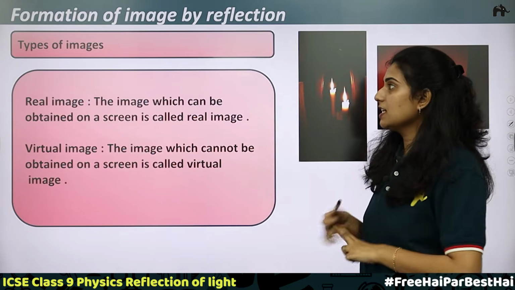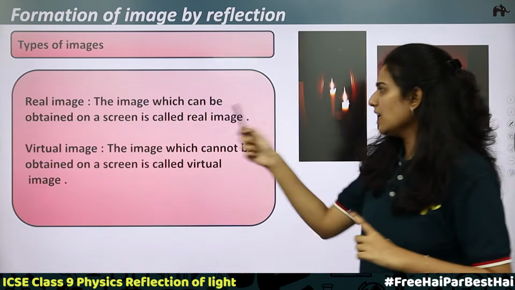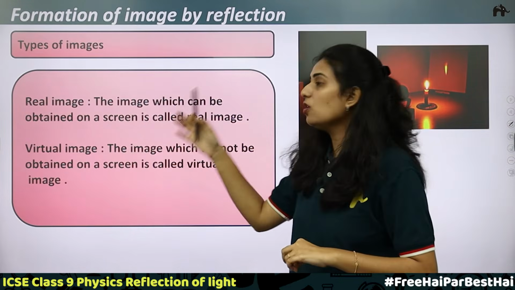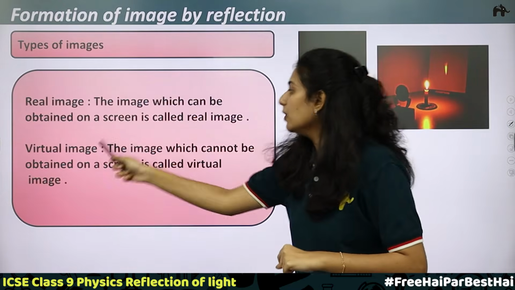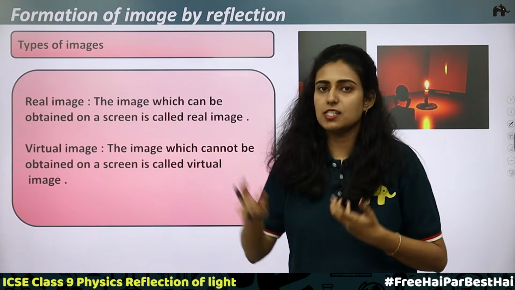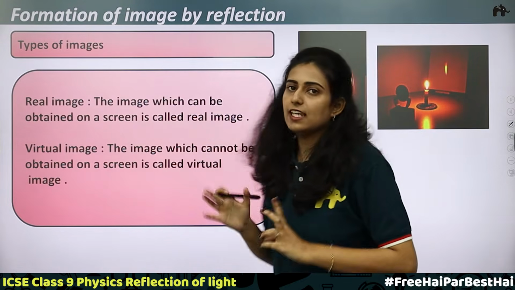Here we will be discussing two types of images. First is a real image and second is a virtual image. Real means the image is actually formed. We will be able to obtain the image. A virtual image means it is just a feeling, just a feeling that the image is formed. It doesn't really exist.